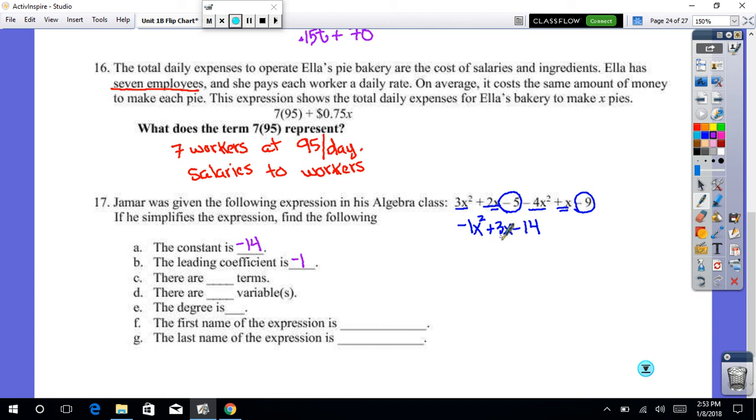Okay, negative 1 and positive 3 are both coefficients. However, negative 1 is the one in the very front of the line, so it's the leading coefficient. There are 1, 2, 3 terms. And there are 2 different variables happening here: there's x squared, and there's x.